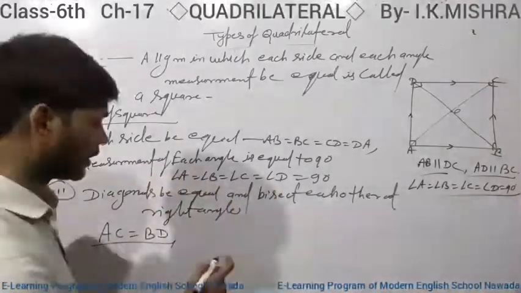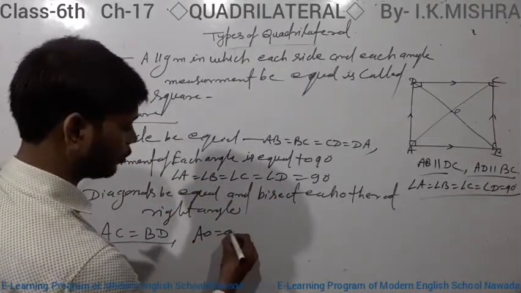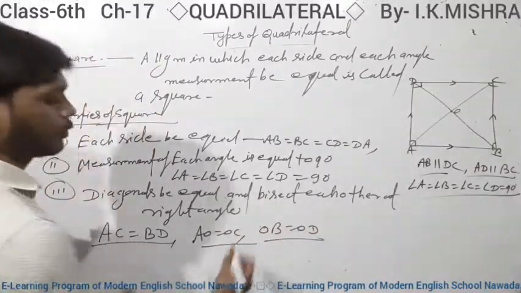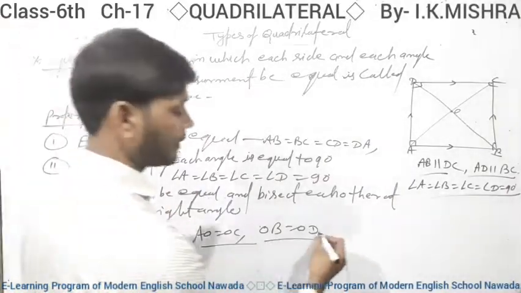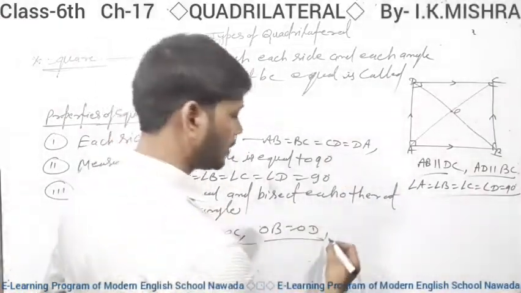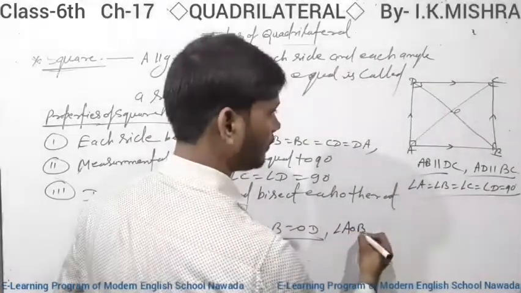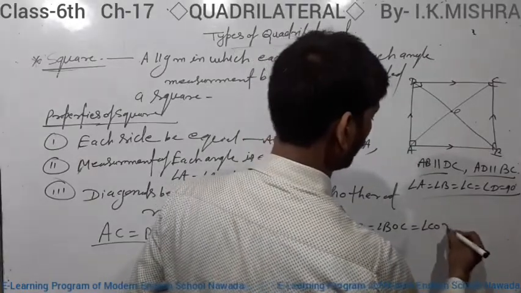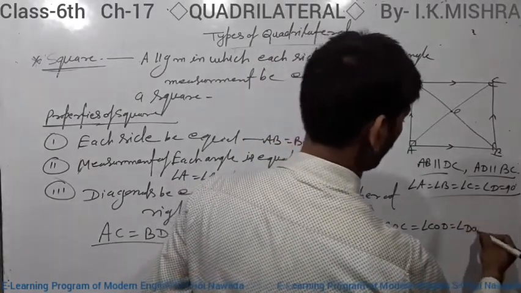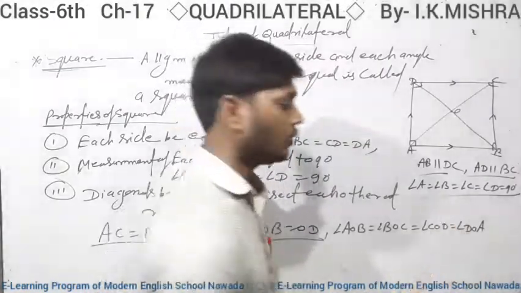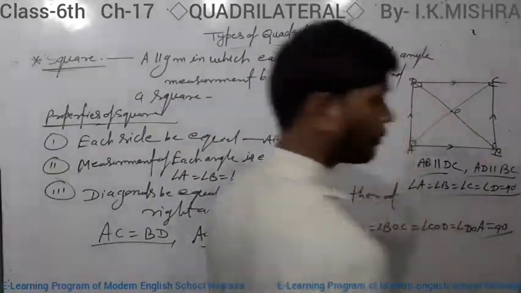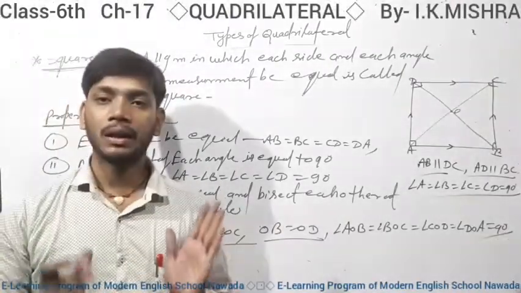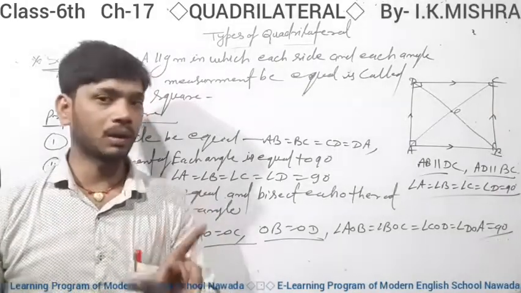Diagonals bisect each other, that means AO is equal to OC, OB is equal to OD. Here the diagonals bisect each other at right angle. That means angle AOB is equal to angle BOC is equal to angle COD is equal to angle DOA is equal to 90 degrees. Students, observe in this property, all of the properties mainly match with a rhombus.